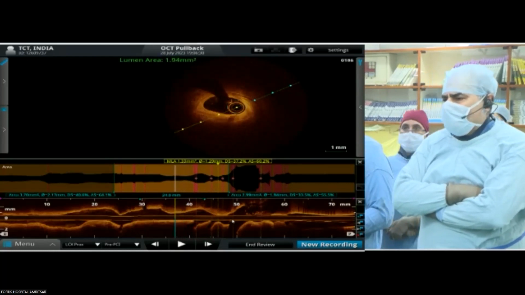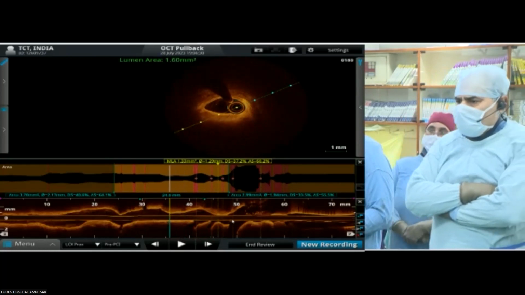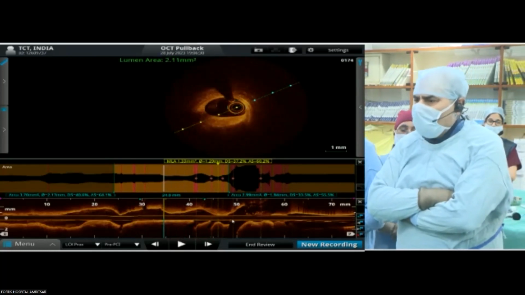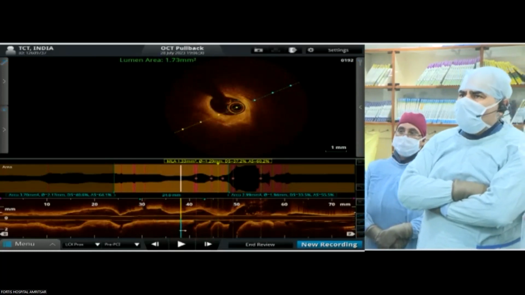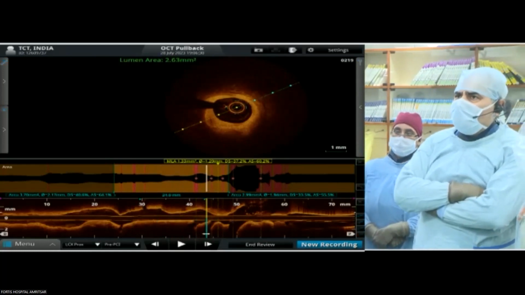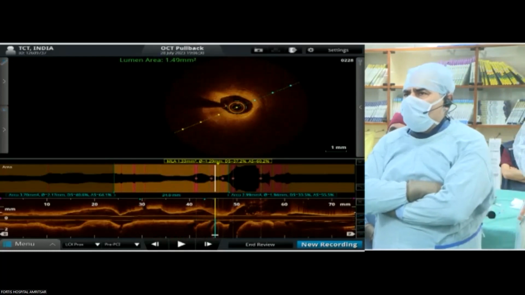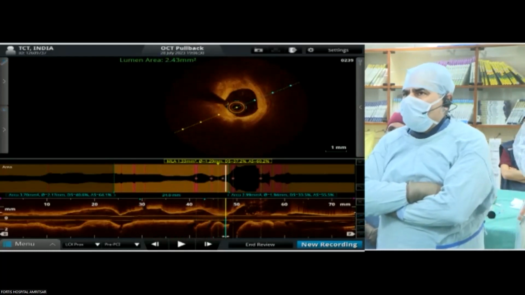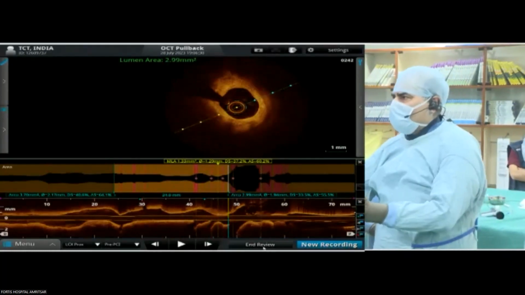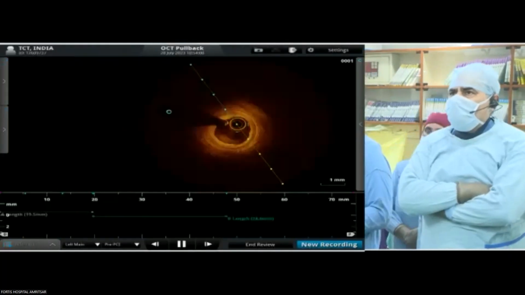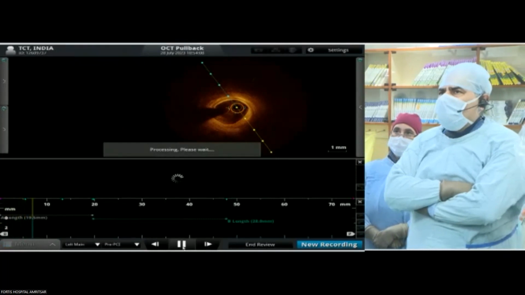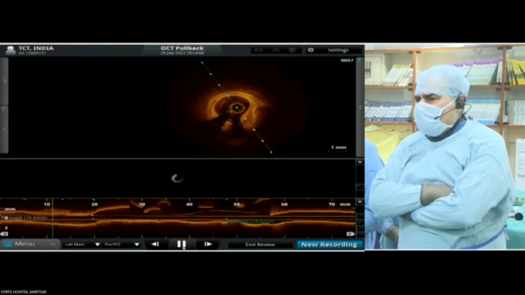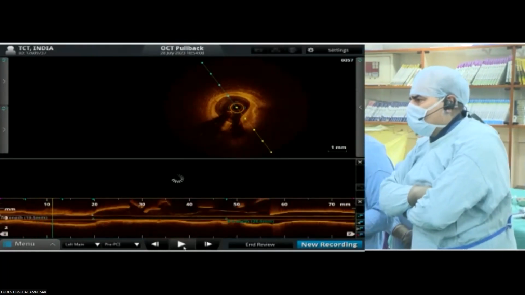Arun, actually, there was a disease in OM. Did you do... Yes, there is a disease in the ostium of the OM as well, which I am planning to keep provisional. I have wired it, and I am planning to keep that provisional. So let's see the LAD run also, because I just wanted to do OCT and FFR in the LAD to make sure that we don't need to touch the LAD. So let's just see the OCT of the LAD.